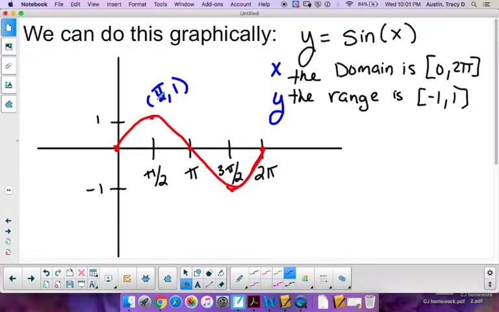what the decimal version of pi over 2 is. It's about, what, 1.5, pretty close to 1.5, maybe a little bit more than 1.5. We're going to swap that, invert it. So that would become the point 1 and pi over 2.